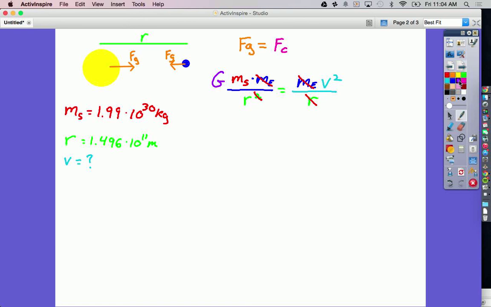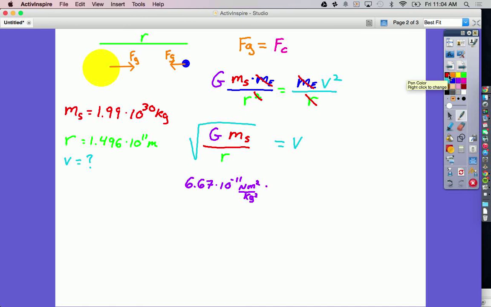So on the left, we're going to have big G, mass of the Sun, over r, all under a big square root, and that's going to give us our velocity. Now we just have to plug in our numbers and solve. We know that G is the same all the time, every problem, 6.67 times 10 to the negative 11th newton meters squared per kilogram squared.